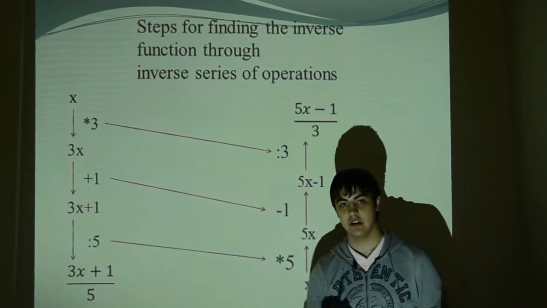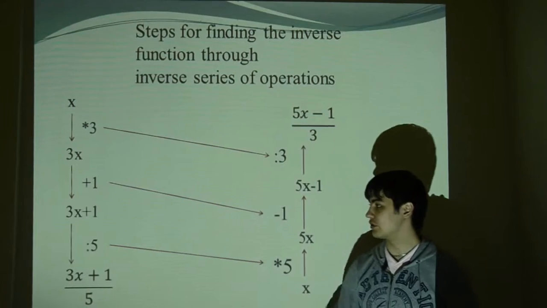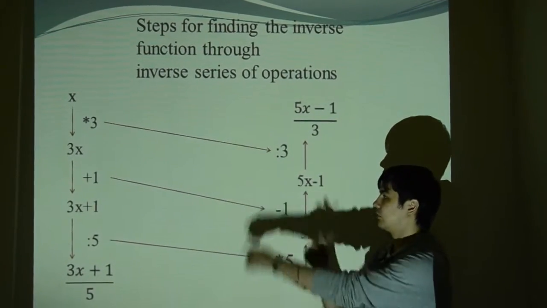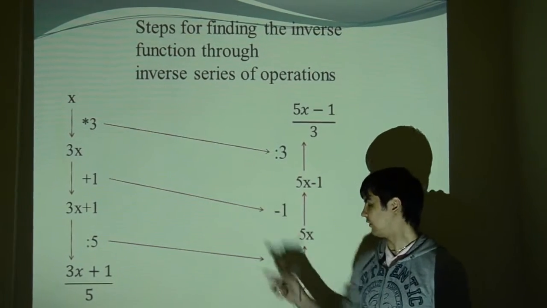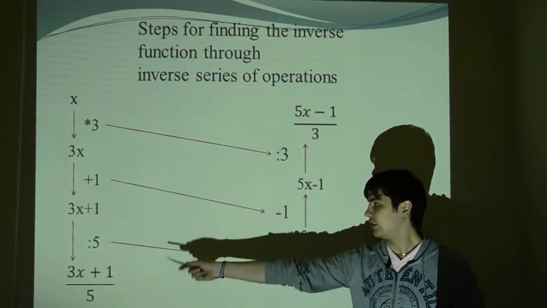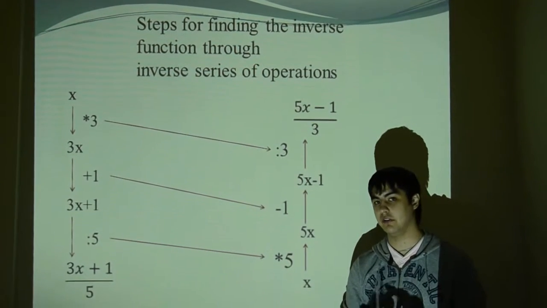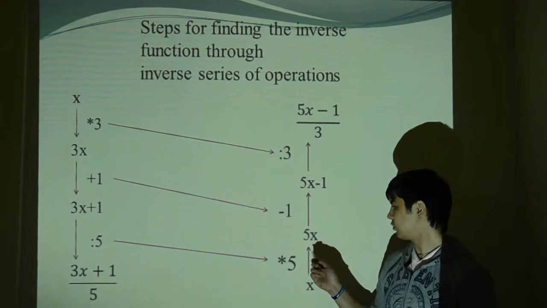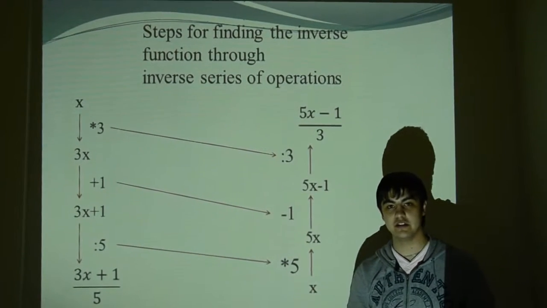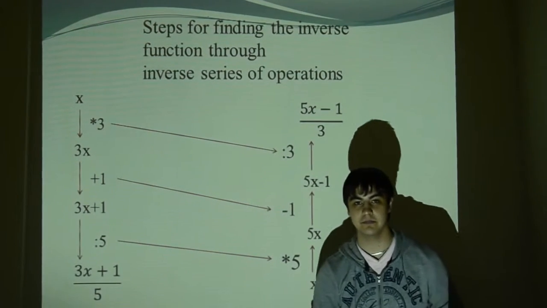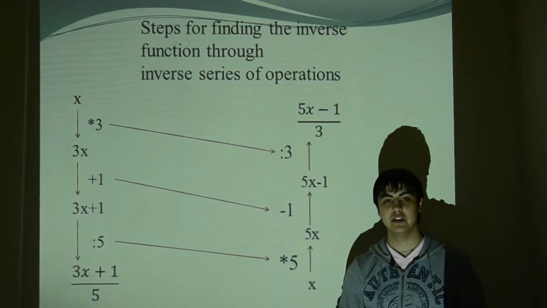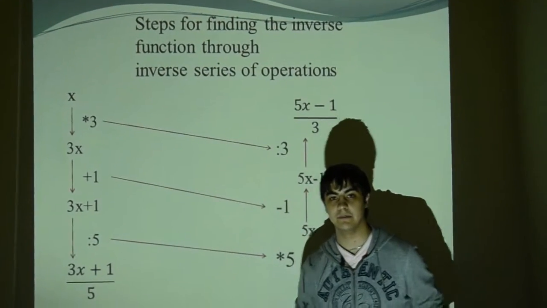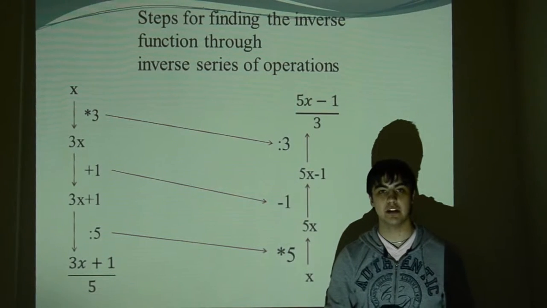Our next step will be to do inverse operations to find the inverse function. That's why we should go in the inverse order. Here we have x, here we have division by 5. The inverse operation of division is multiplication. So we will have to multiply x by 5, and we have 5x. Our next step will be to subtract 1, because here we have addition of 1. And we have 5x minus 1.